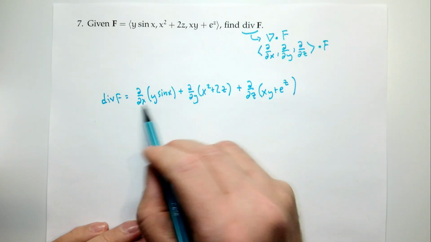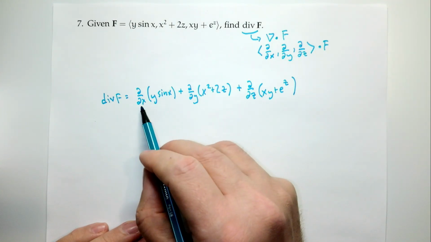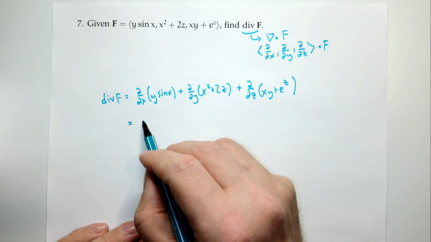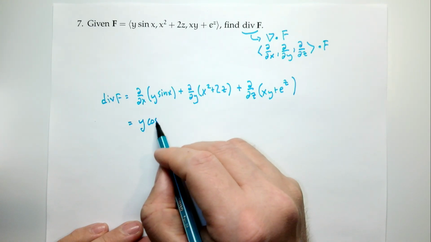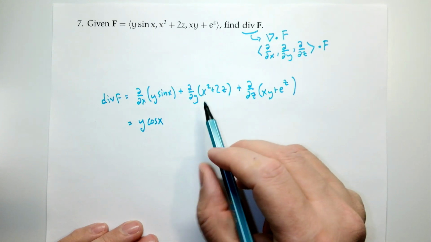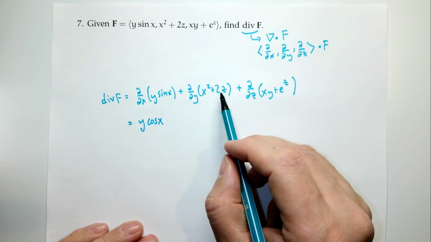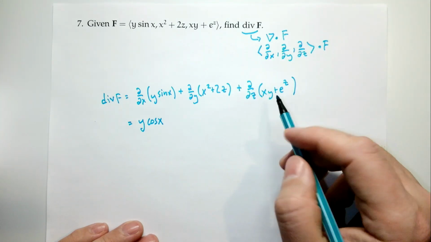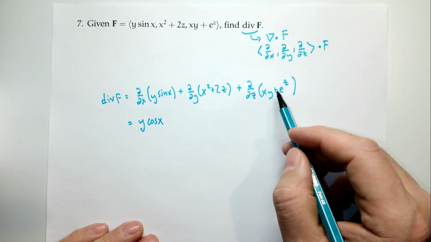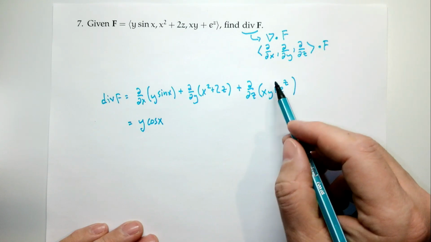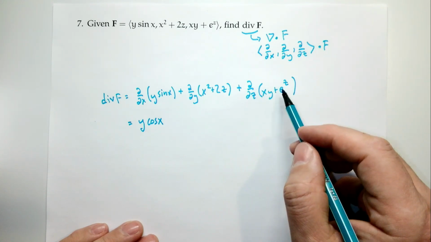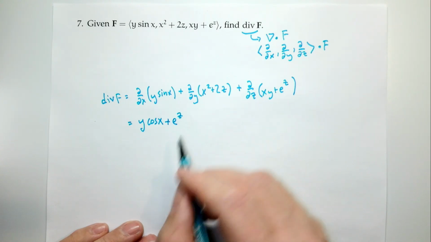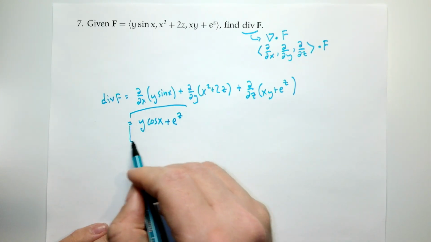So when we come to our first term, the y is a constant because we're taking derivative with respect to x. Derivative of sine of x is cosine x, so y cosine x. X squared plus 2z, there's no y at all. So that's gone. The last term, xy plus e to the z, when I take derivative with respect to z, the xy term goes away. Derivative of e to the z is e to the z, and we're done.